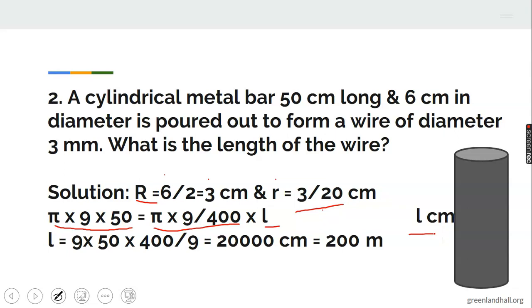So I will now make L the subject here, and we transfer this one to go and divide. We cancel pi first. So I will have 9 times 50 multiplied by, because we are dividing by 9 over 400, it will now be 400 divided by 9. And this will give me 20,000 cm. Converting this one, it will give me 20 meters. That's the solution.